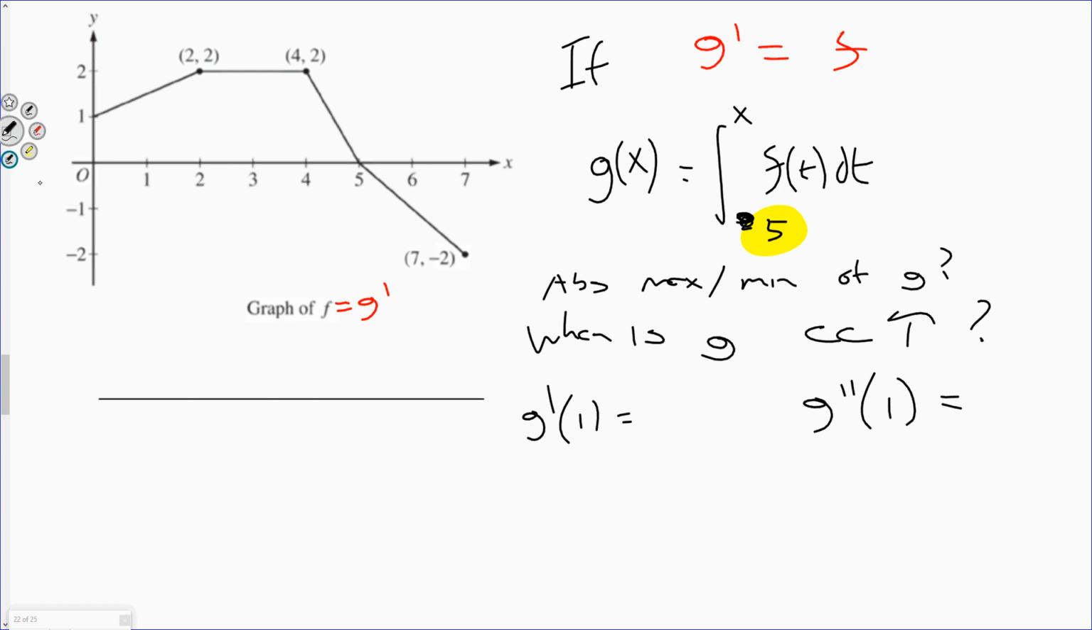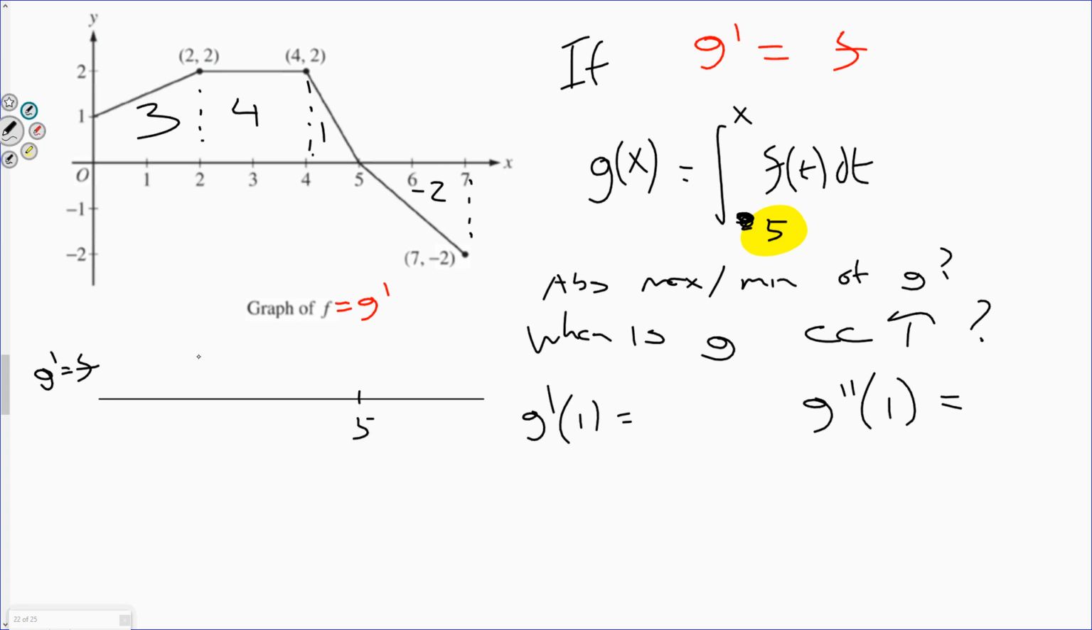Okay, what do I have? I have the graph of G prime. That's the graph of my derivative. I found a bunch of areas under the derivative myself. I had to do that. That's the only difference between this and the velocity graph questions we had last unit.